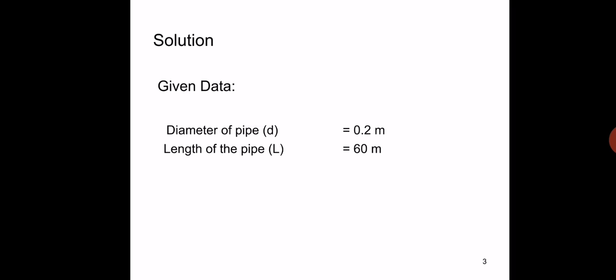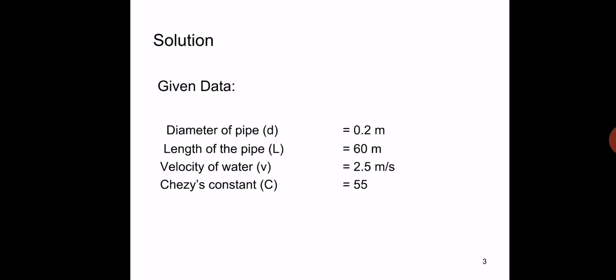D is equal to 0.2 meters, length of the pipe is equal to 60 meters, velocity of water is equal to 2.5 meter per second, and Chezy's constant is equal to 55. This is the given data. He has asked us to calculate hf. The relation between Chezy's formula and hf is V is equal to C root mi. Here m is the unknown. As you know, m is the hydraulic mean depth, the ratio of A by P. For a circular cross section, we get D by 4. So from that we can get the m value, and here i is the ratio of hf by L. From that relation we can get the hf value.